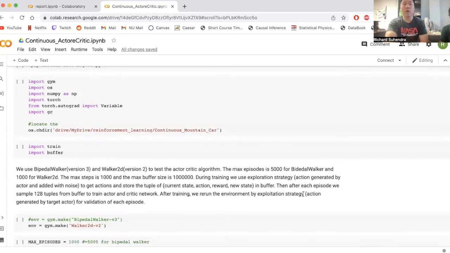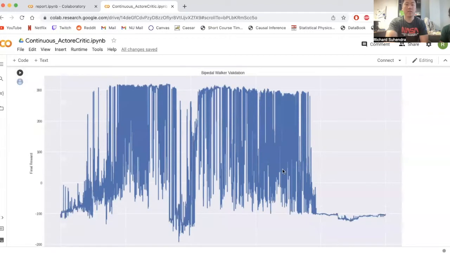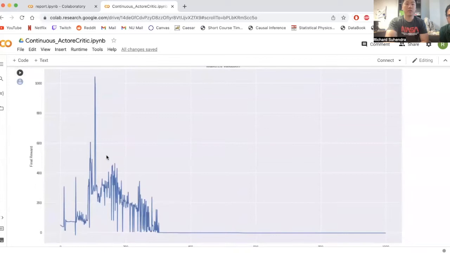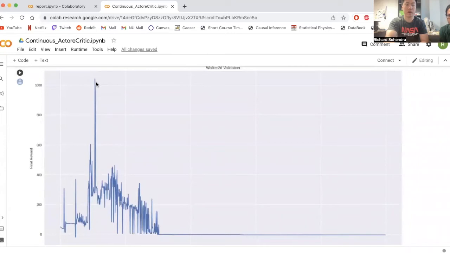After training, we rerun the environment with the exploration strategy, which is the action generated by the target actor, for validation of each episode. This is the validation reward over 5,000 episodes for the bipedal walker, and as you can see, it gets to over 300 after 1,000 episodes, and then gets stable and becomes optimal around episode 2,400. And this is the validation reward for walker 2D. As you can see, it reaches its maximum around episode 110.